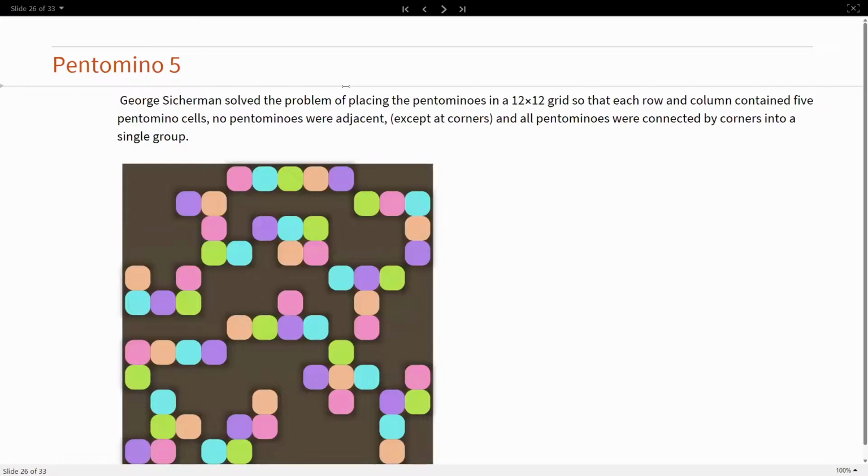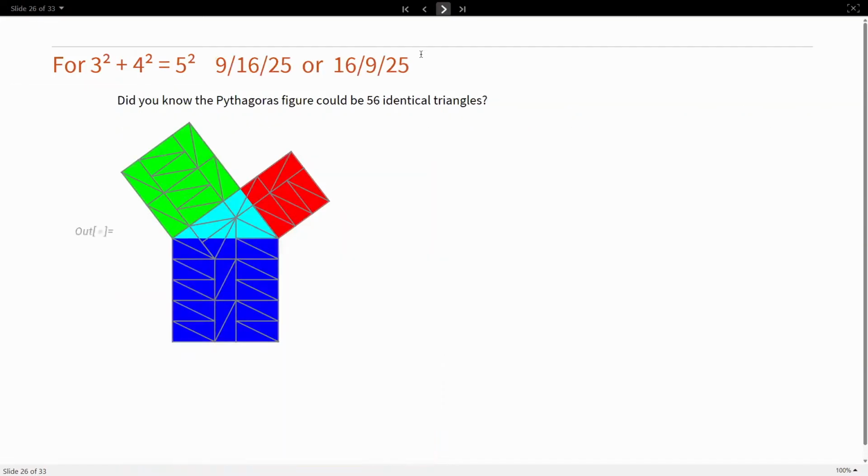In other news, there's other things that have been happening. My friend George Seekerman figured out how to place pentominoes in a grid so that there's exactly 5 squares in every row and column. So sort of a Sudoku problem for pentominoes, and no 2 polyominoes touch each other except at corners. This was actually a long-standing problem, whether it's possible to do this, and George Seekerman solved it last week.